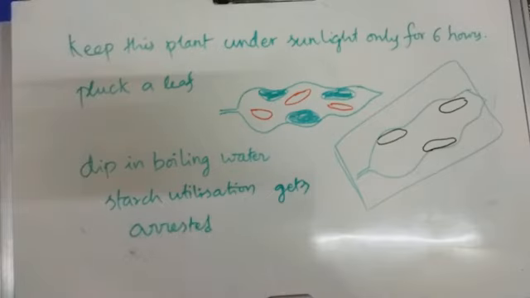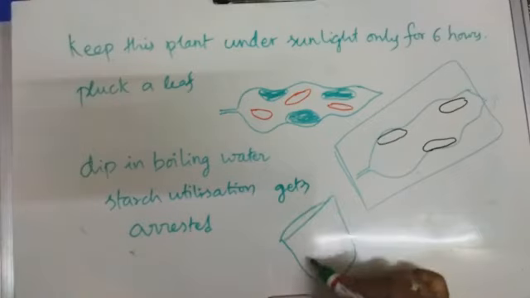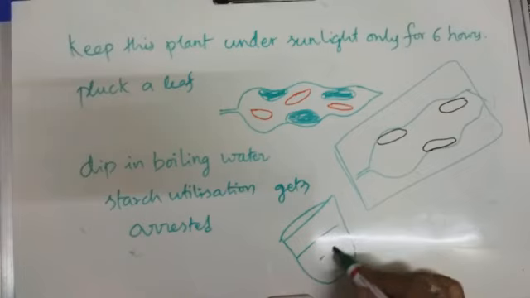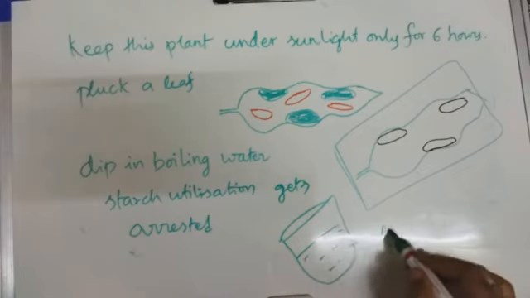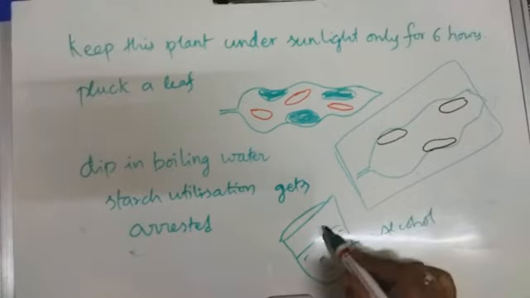Now what will you do? When you dip this leaf in boiling water, the starch utilization is getting arrested. It will not move anywhere. So only for a few minutes you have to do this. Then take this leaf out and put it in a beaker which is containing alcohol. So take a beaker and in this keep alcohol. In this alcohol containing beaker you put your leaf.